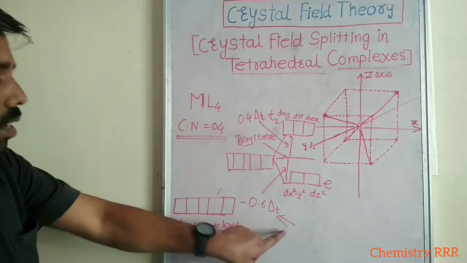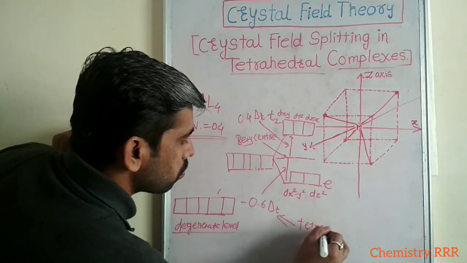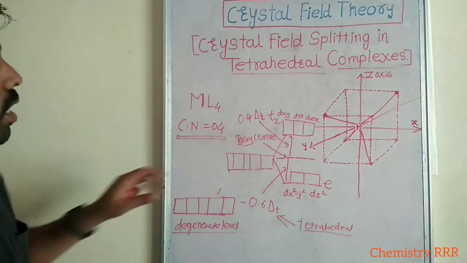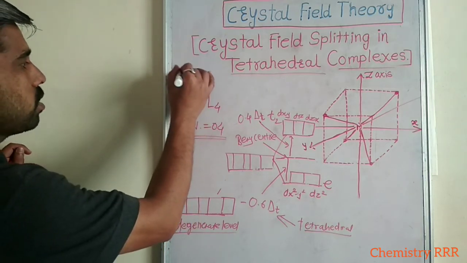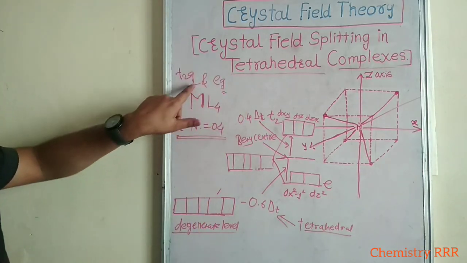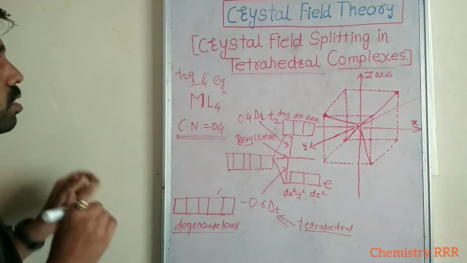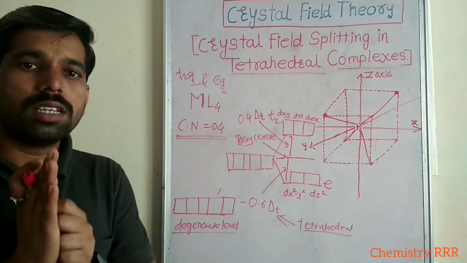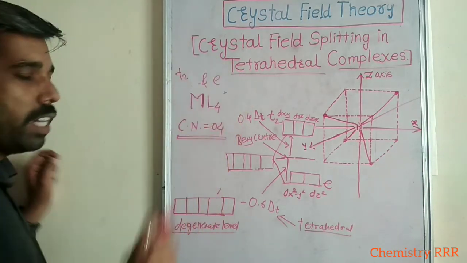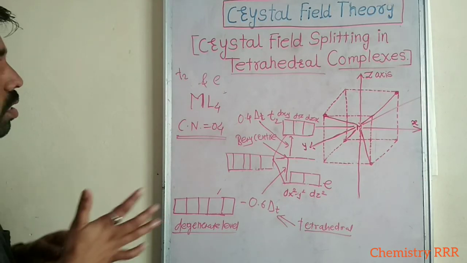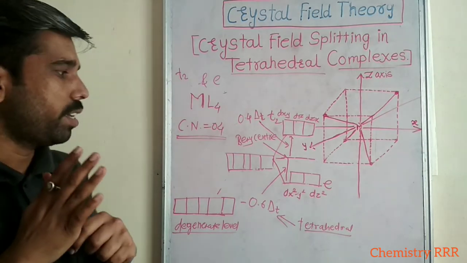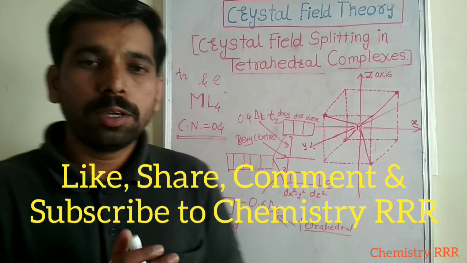Now this T means tetrahedral. T represents the tetrahedral complex. Now why in the case of the tetrahedral complex do we not use T2g and Eg? Because in the tetrahedral complex there is an absence of a center of symmetry. Okay, so we just use the T2 and E sets of orbitals. Okay, this is all about crystal field splitting in the case of the tetrahedral complex. Okay, now thank you for watching the video.